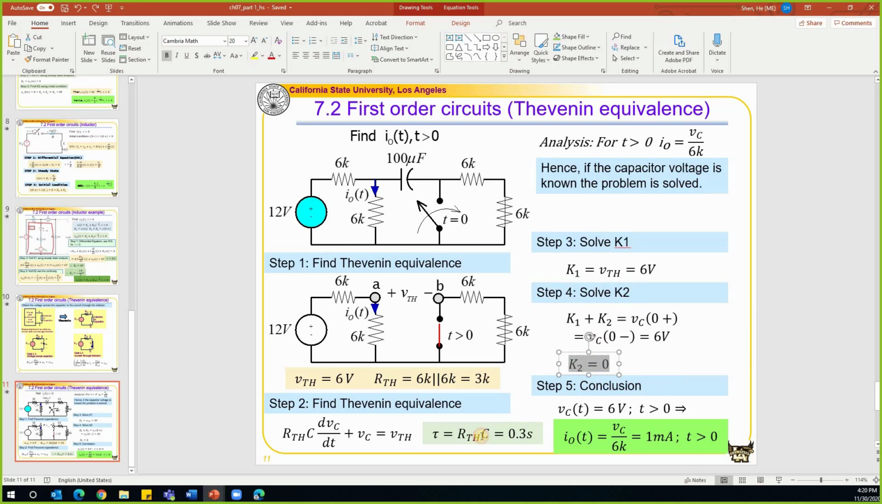After we get K1, K2, and the time constant tau, we find the final answer. From the calculation, we find IOT is equal to 1 milliamp. Current IOT is over here. So it means that when you flip the circuit on, there is no change to the current going through this branch.